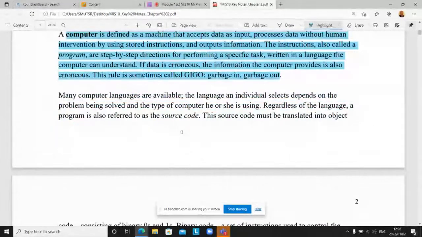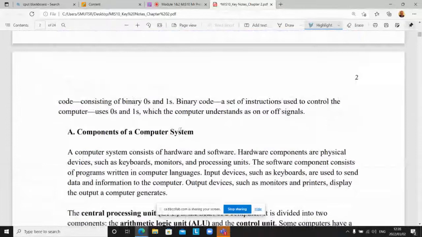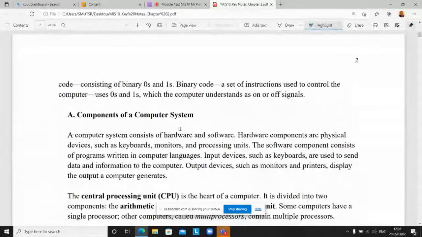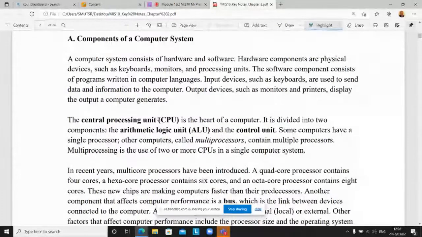There's lots of computer languages available. I'm not going to go further there. The components of a computer system, yes, you do need to learn this. The CPU. Now, please don't get this wrong. Many people refer to the box that sits on the table, the tower, as a CPU. That's not the CPU. The CPU is a chip that sits inside that tower.